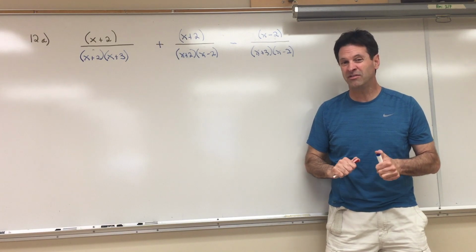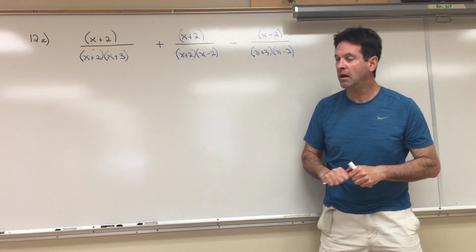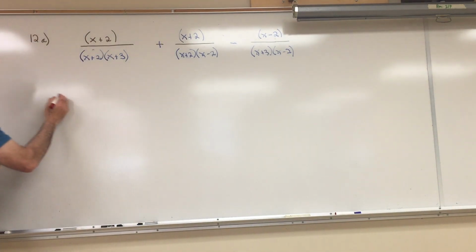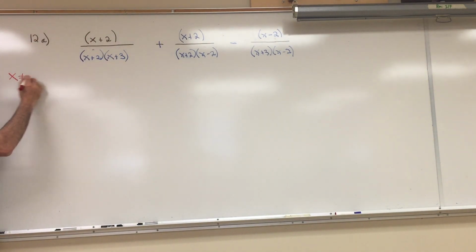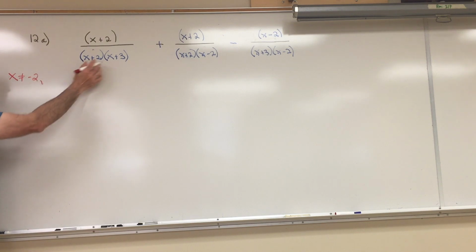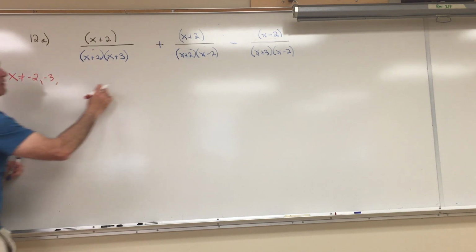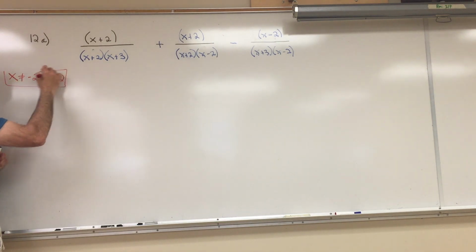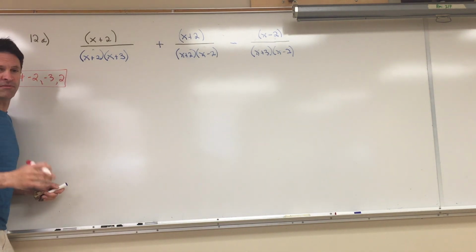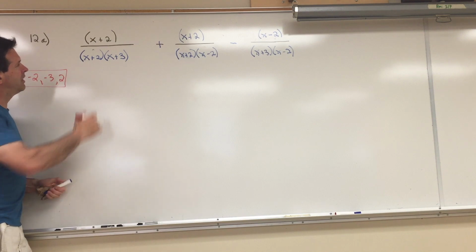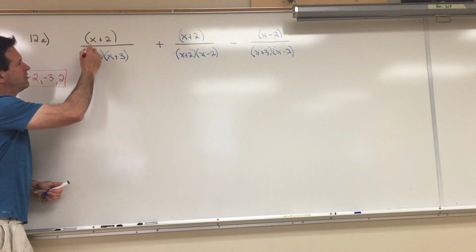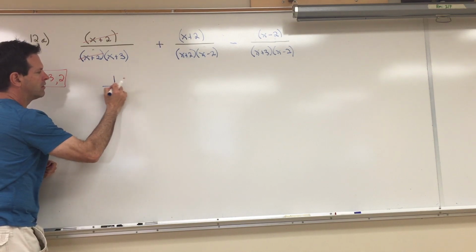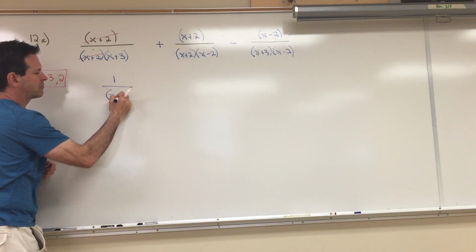Can any of these be simplified at this point though? Oh, hold on, let's get our non-permissibles first. X cannot equal -2, -3, or +2. Those are our non-permissibles. But we can simplify some of these first. Hey, x plus 2 over x plus 2, they cancel out. All that leaves us with is 1 over x plus 3.